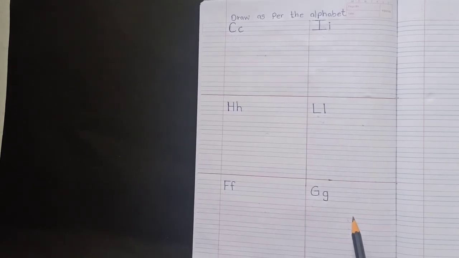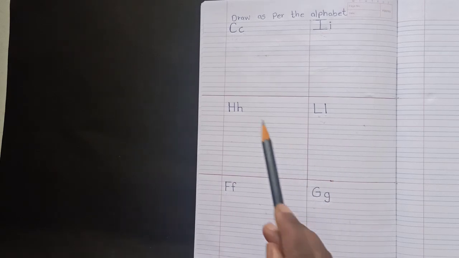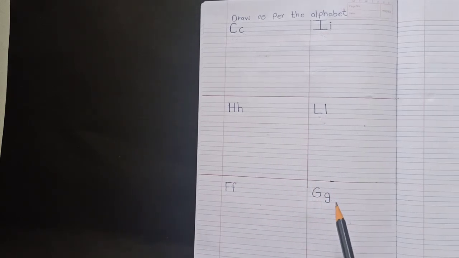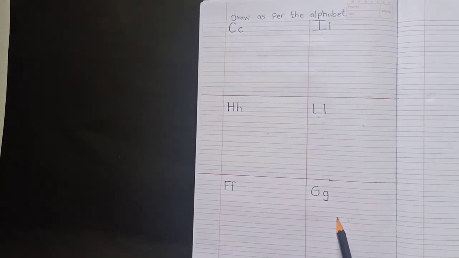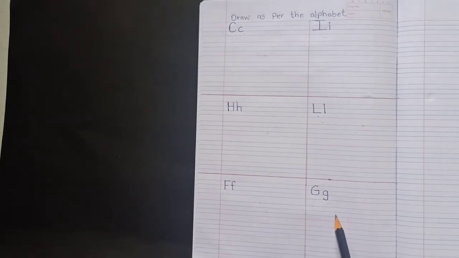So you have to draw pictures related to the alphabets given here. Easy. You will draw nicely, won't you? Okay. I hope you are now more clear regarding these alphabet.